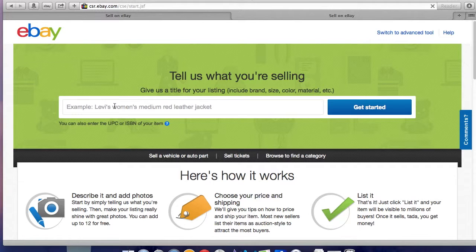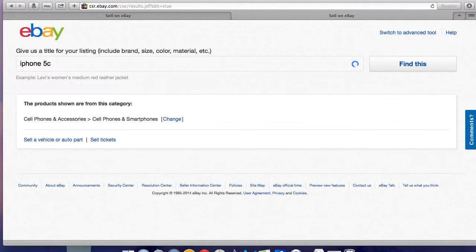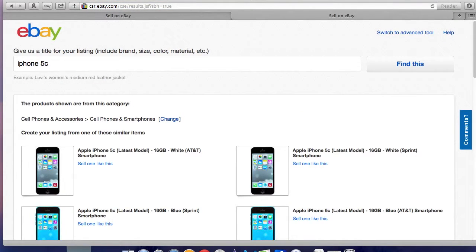Type it in. Sometimes they help you if you have something to write. See, like already the cell phone and accessories popped up, but you can always change it if that's not what you want. Let's get more specific. It's better to be the most specific.